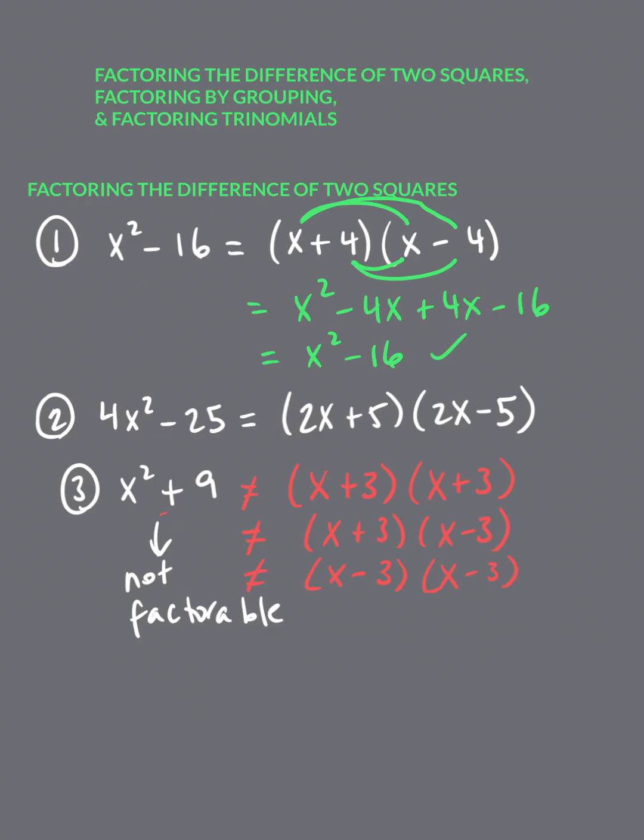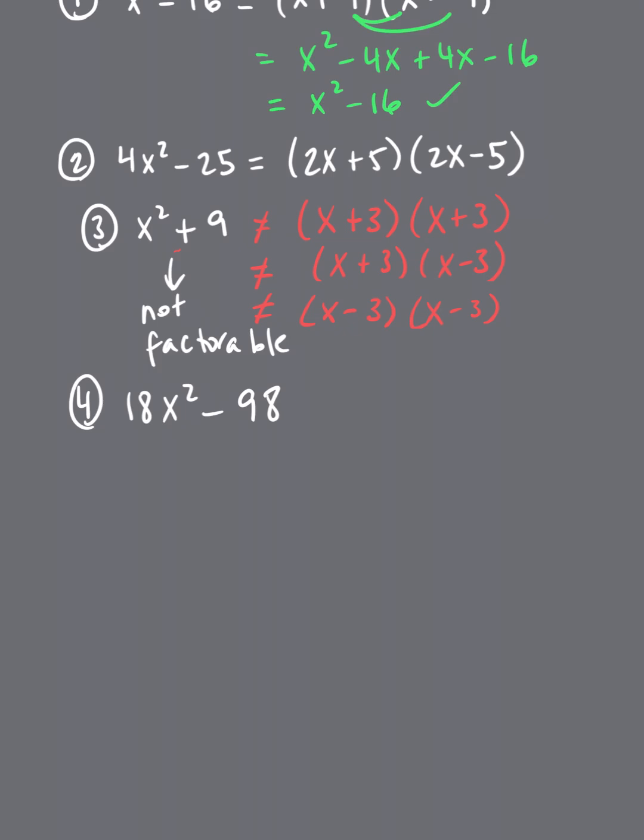Let's do one more of these. If you have something like this, 18x squared minus 98, you have two terms and it has a minus sign and it has an x squared. So it looks like the difference of two squares, but of course 18 and 98 are not perfect squares. So the first thing that you always want to do when you're factoring is factor out any greatest common factor. Both of these are divisible by 2.